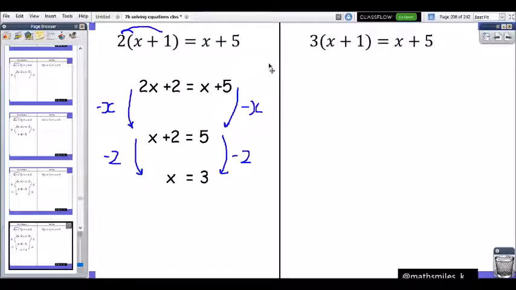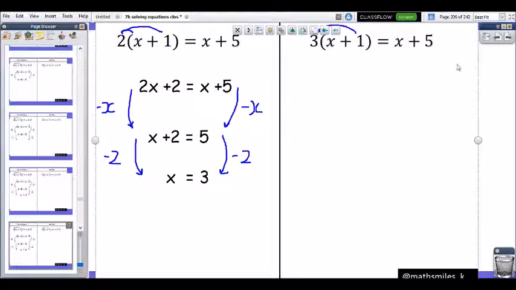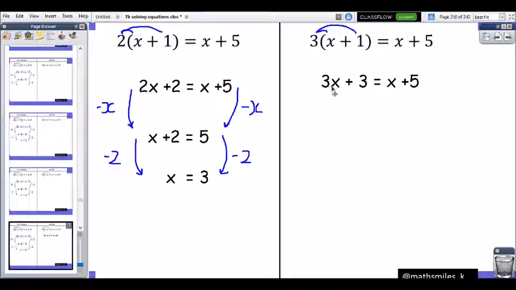So first of all, I'm going to expand the brackets. So 3 lots of x gives me 3x, and 3 lots of 1 gives me 3. So I've got 3x plus 3 on the left hand side. Okay, so just like what I've done in the last question, I only want x on one side of the equation. At the moment, there are x's on both sides of my equation, so I need to eliminate one of those groups of x. I'm going to eliminate this one.